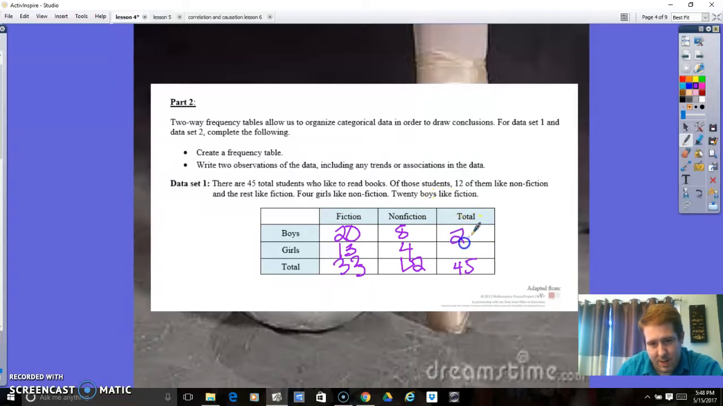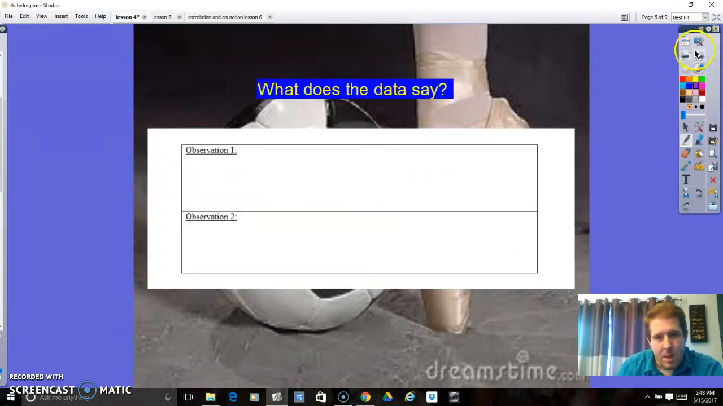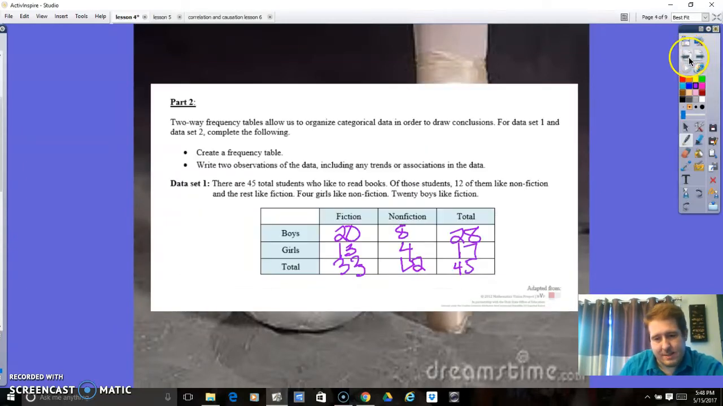20 plus 8 makes 28. 13 plus 4 makes 17. And yes, 28 plus 17 does make 45. And this way also makes 45, true, because that's the way I made it work. Okay, so it works. Observational data. What does the data say to you? So what conclusion can you make?